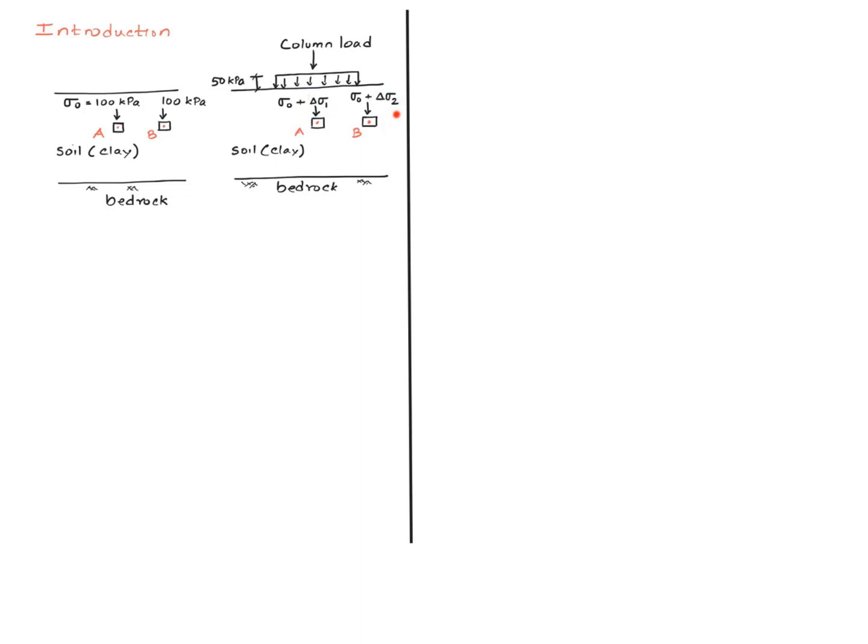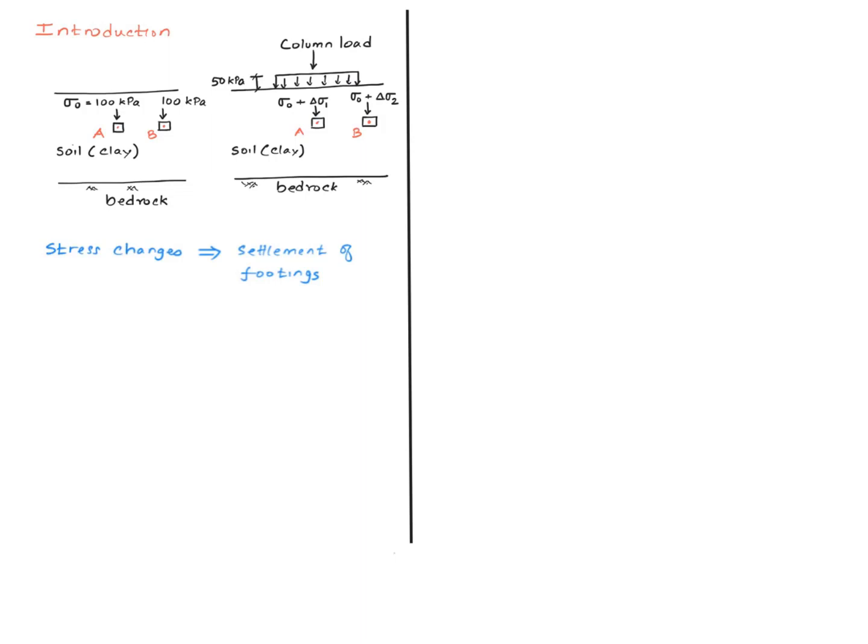Once we have these calculated, we know the final stresses at these 2 points. And these are the initial stresses, and then these are the final stresses. Why do we need to know these stress changes? Well, one of the primary reasons is that these stress changes will lead to settlement of the footings. And there are 2 types of settlements, elastic and consolidation settlements.